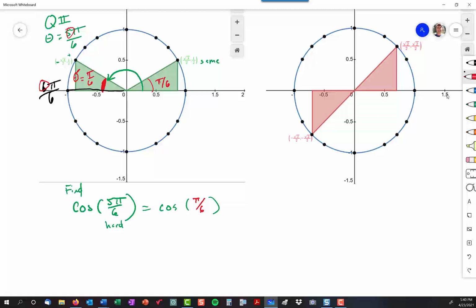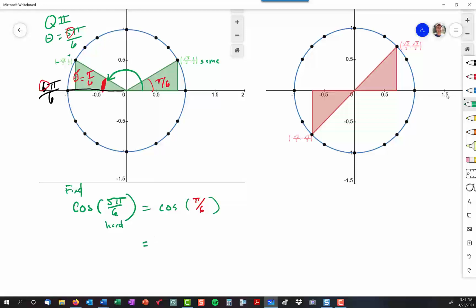So when we do cosine, adjacent over hypotenuse, we're going to have the same numbers for the triangle in quadrant 2 and the triangle in quadrant 1, which makes it easy for us to calculate because we've memorized these outcomes for that first triangle in quadrant 1. And so numerically, we know that the cosine of 5 pi 6ths is the x-coordinate, or it is adjacent over hypotenuse, which is going to equal the square root of 3 over 2.